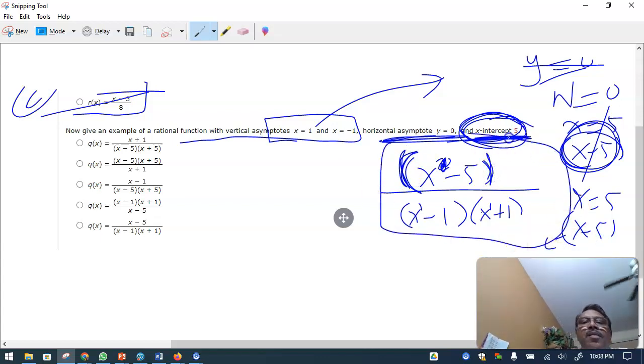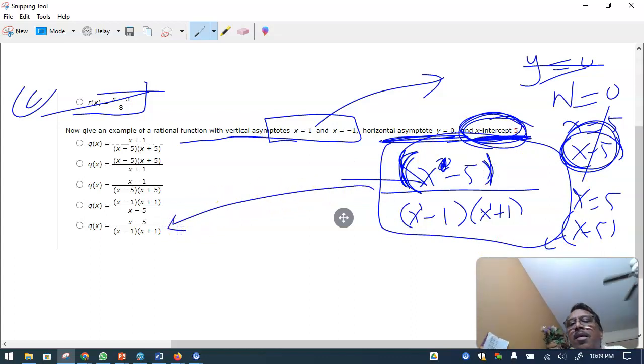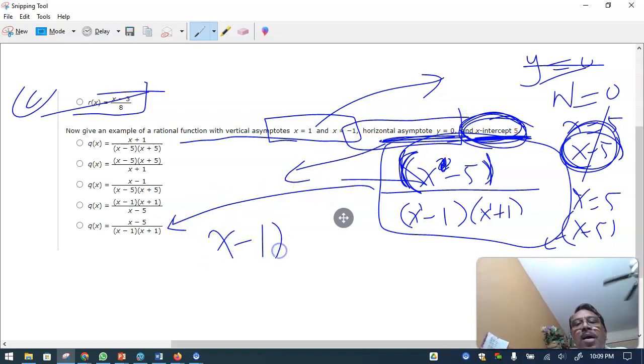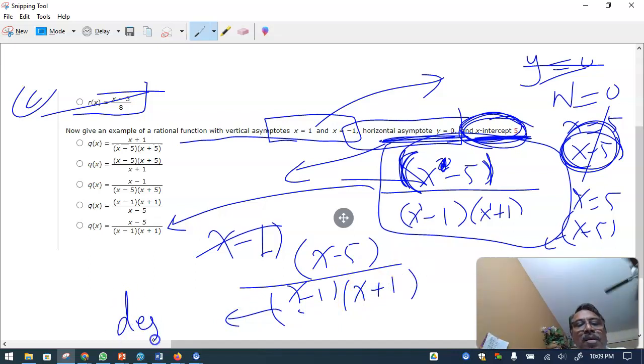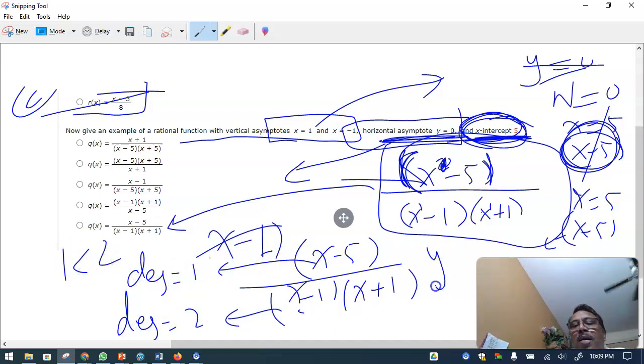So if you look at this, you can clearly see this is all the way right here, and you're done. And clearly the horizontal asymptote is y equals 0 because this is x minus 5, and the denominator is x minus 1 and x plus 1. So the denominator has degree 2, and the numerator has degree 1. And 1 is less than 2, so y equals 0 is the horizontal asymptote.